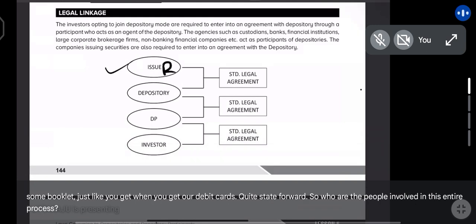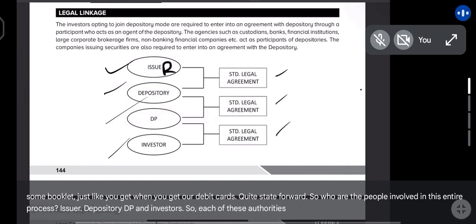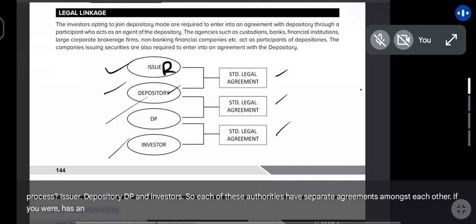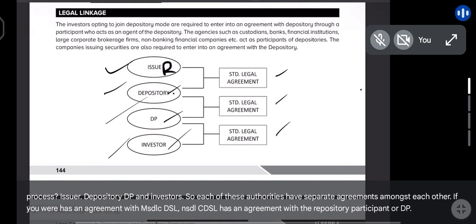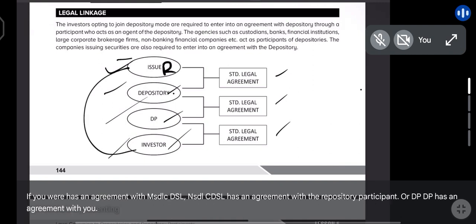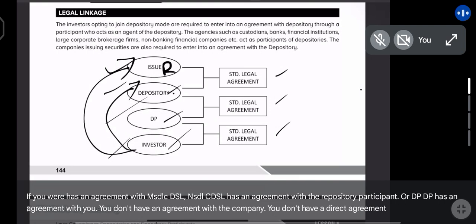Issuer, depository, DP, and investor. Each of these authorities has separate agreements amongst each other. Issuer has an agreement with NSDL CDSL. NSDL CDSL has an agreement with the depository participant or DP. DP has an agreement with you. You don't have an agreement with the company. You don't have a direct agreement with NSDL or CDSL. You only talk to the depository participant.